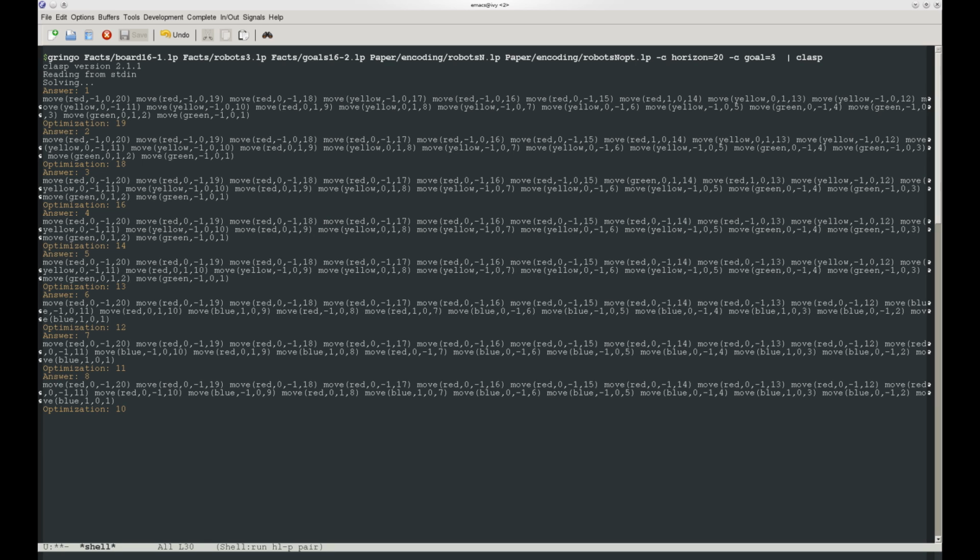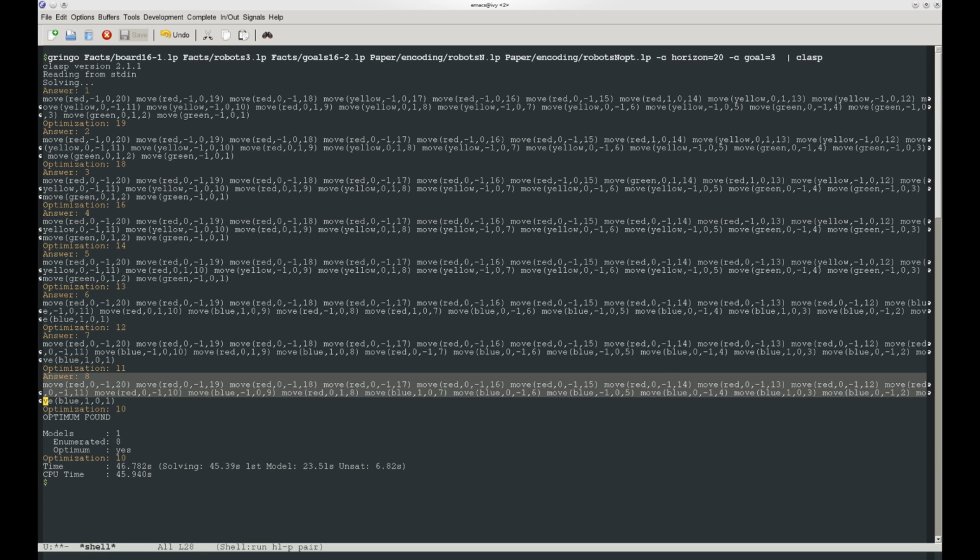We retrieve a couple of answer sets which are listed in descending order with respect to our minimization of the plan length. This answer is the ideal solution which gives us a plan of length 10 to move the red robot onto the red target.